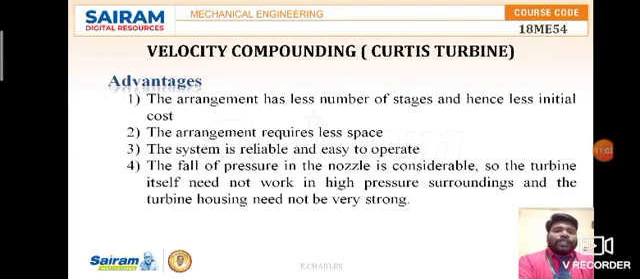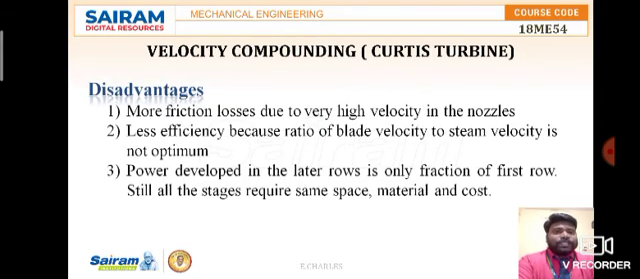So next, we will see the advantages of velocity compounding. The arrangement has fewer stages and hence less initial cost. The arrangement requires very little space, and it is reliable and very easy to operate. There is a considerable fall of pressure in the nozzle, so the turbine itself need not work in high pressure surroundings, and the turbine housing need not be very strong. Coming to the disadvantages, you will see friction.